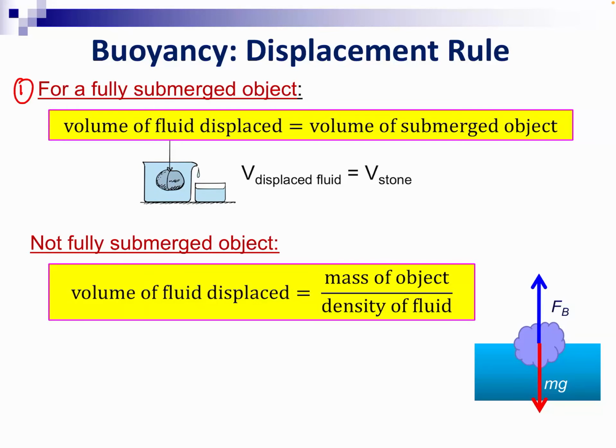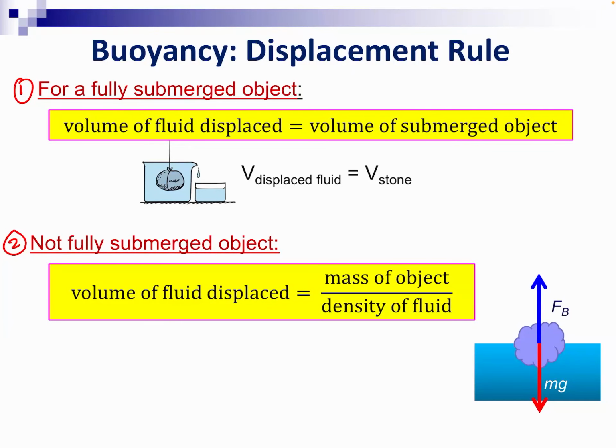Yeah, so if the object is fully submerged and you can find the volume of the object, say for regular shapes, it's easy. If the object is a cube, then just measure the dimensions, multiply all of them, and you can find the volume of the fluid displaced. If the object is not fully submerged, then the volume of the fluid displaced will be equal to the mass of the object divided by the density of the fluid.